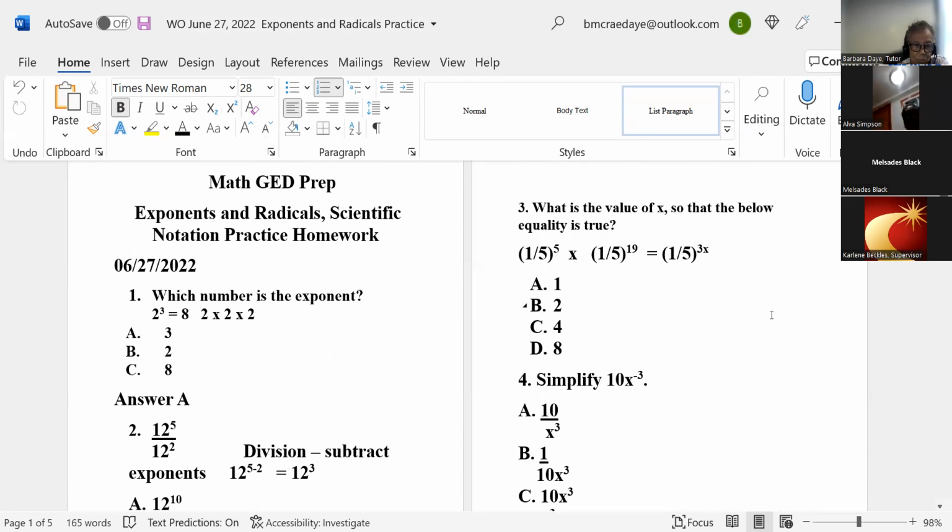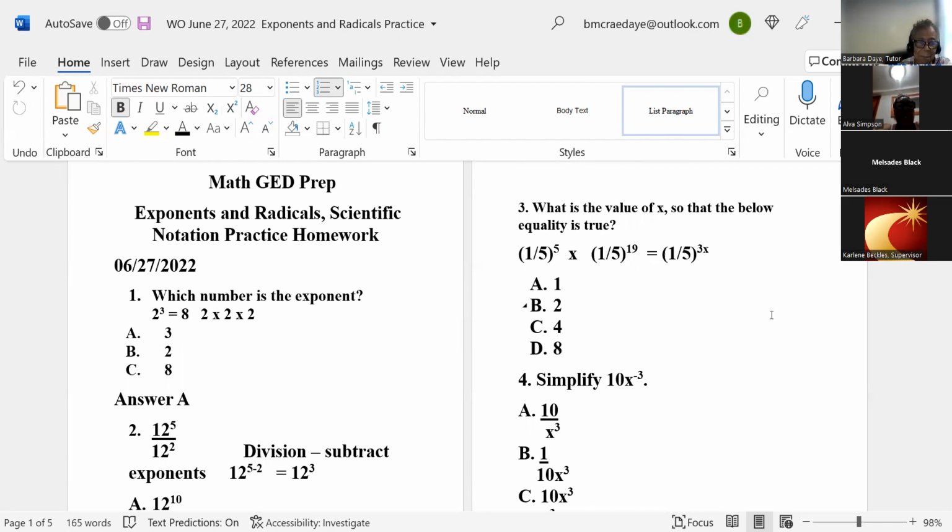Okay, number 3. Can you hear me? Yes, I can hear you. Number 3 says, what is the value of X? So the below equality is true. Okay, now you didn't do that one. And Alva, you said A. Do you know why you said A?